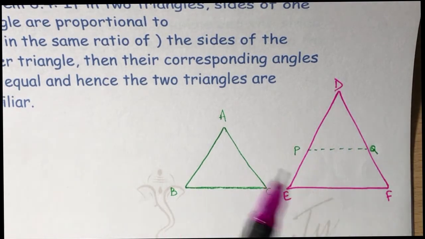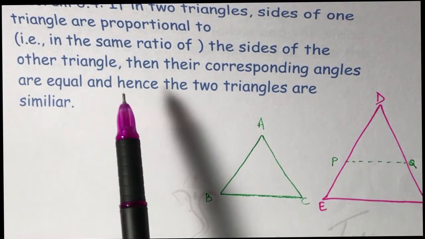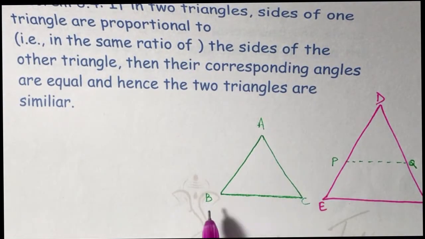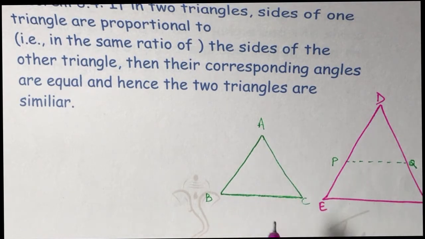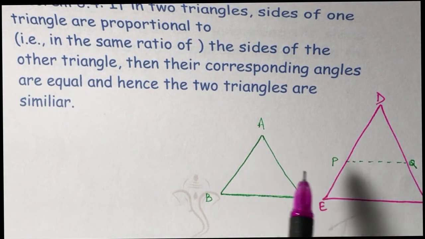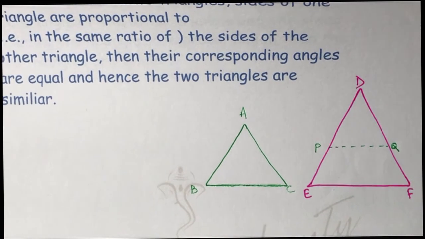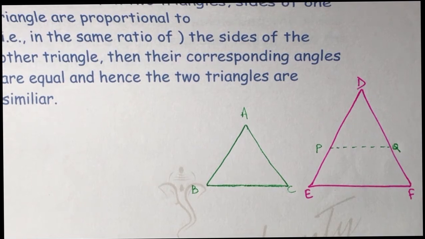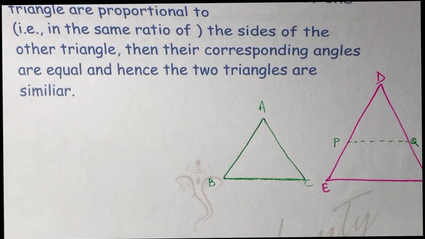The theorem says that if their sides are proportional, then their corresponding angles will be equal, and if the corresponding angles are equal, then as per the AA criterion these two triangles will be similar. Okay, so now let us start doing this one.